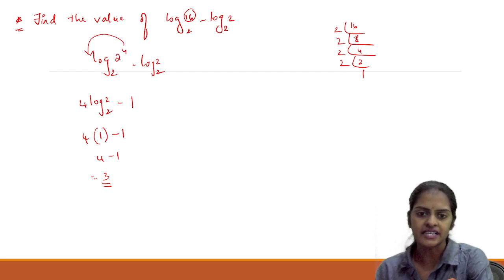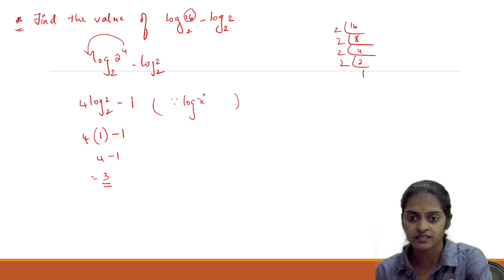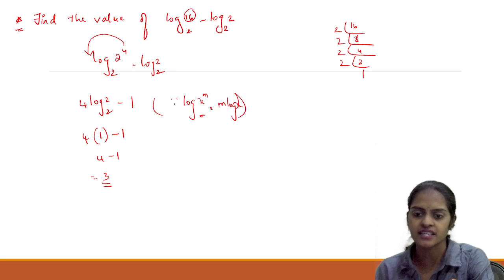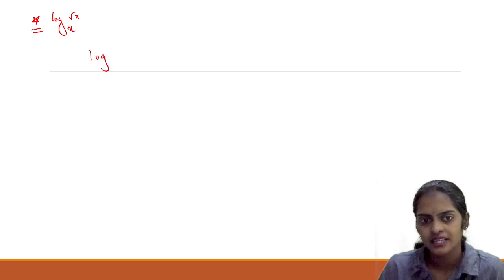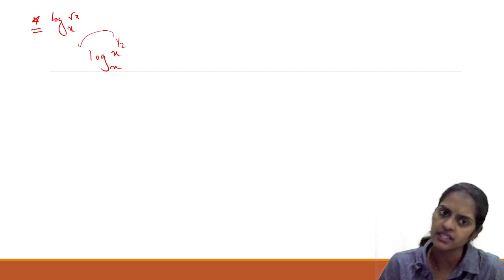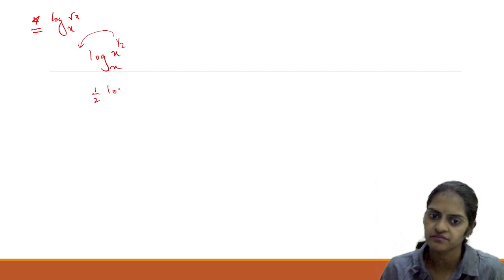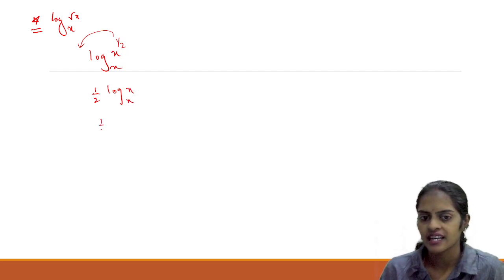So here when you are writing this, you have to mention all the formulas whatever you are using. That is very important. m log x. You should please write the formulas. Look at this question. Log root x, I can write x power 1 by 2. Now simple, just power jumps front. And half log x to the base x is 1. That's it.